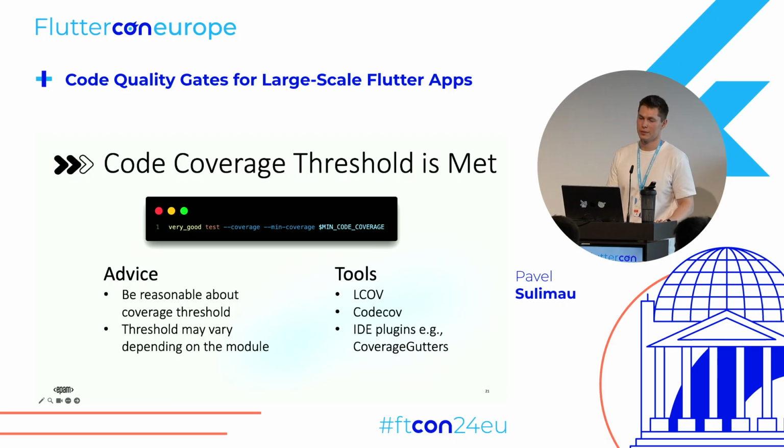What you can also do, if you have a multi-modular solution, like I recommend, you can set different thresholds for different packages. For instance, for a package with your business logic, like the main, you can set a higher threshold, let's say 80%, and for a package like data, you may set 50%, just as an example.